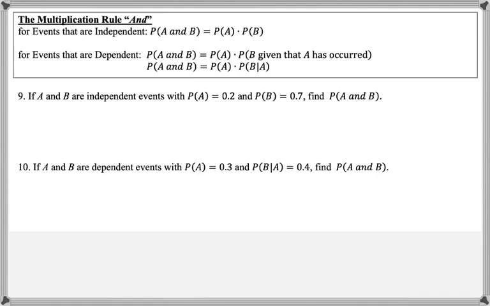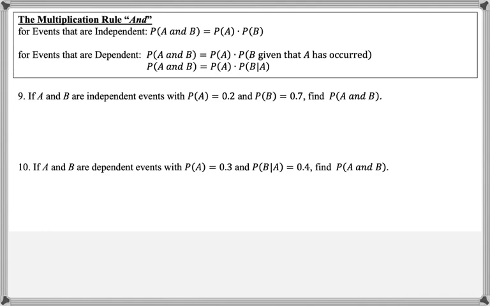For events that are dependent, the probability is equal to the probability of A times the probability of B, given that A has already occurred. So this is a conditional probability, and you'll see the second line uses the conditional probability notation.